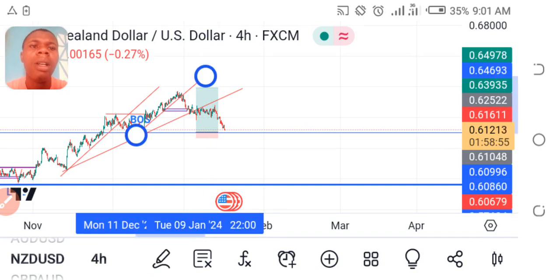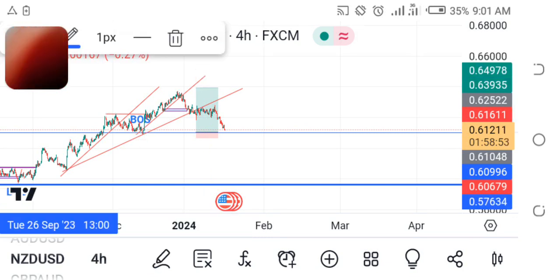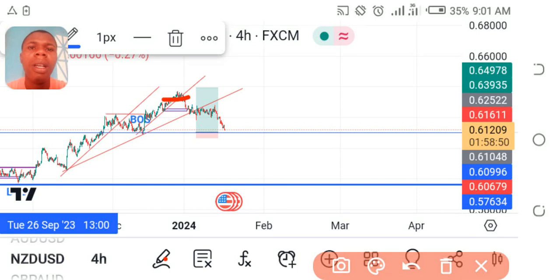Immediately it breaks above this again. Immediately it breaks above that again. I will close and look for another opportunity.